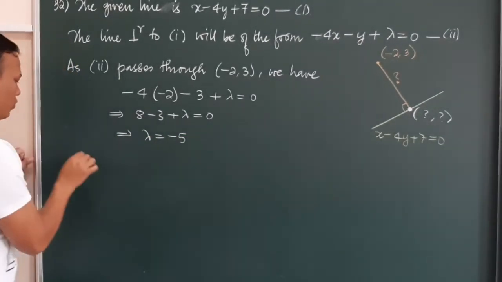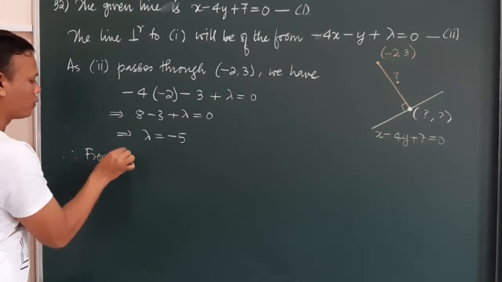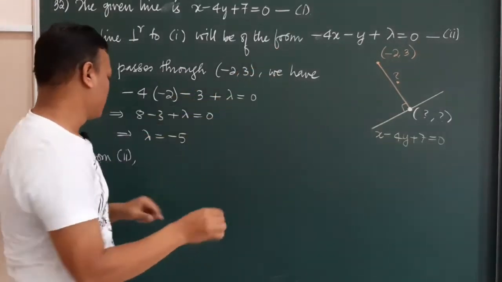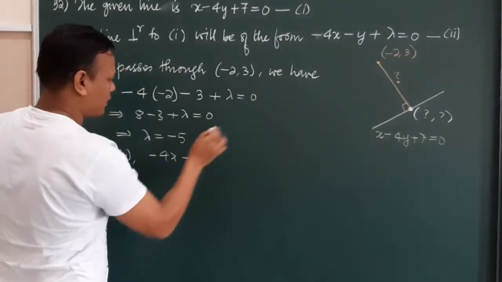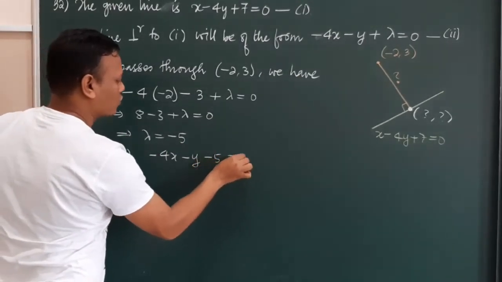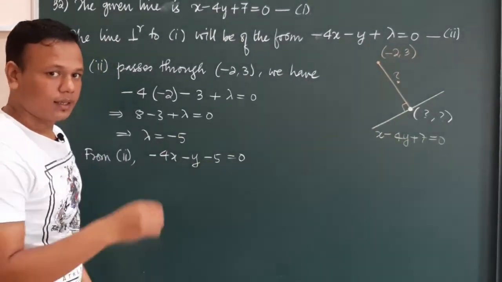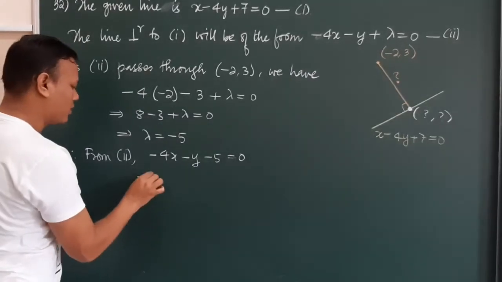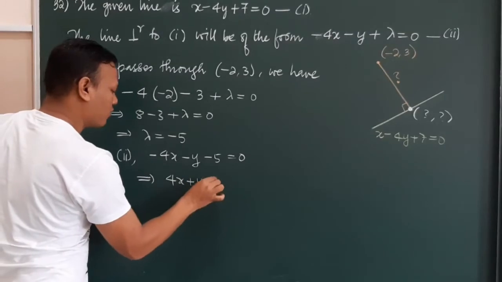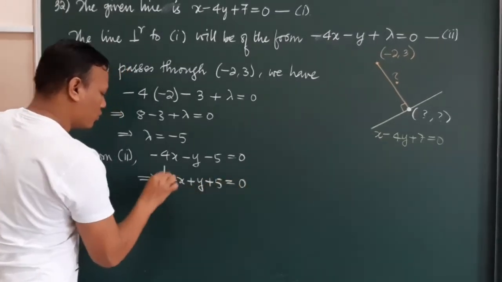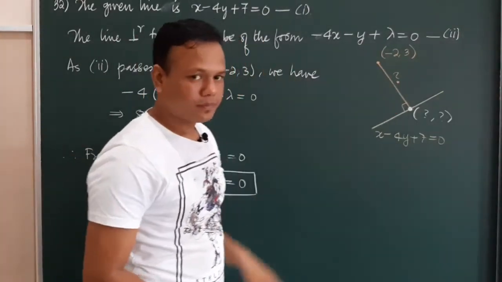Therefore, from equation 2, the equation becomes -4x minus y, and lambda is -5, equals 0. In order to get rid of the minus sign, we will multiply both sides by minus. After multiplying both sides by minus, I will get 4x plus y plus 5 equals 0. So this is the equation of this particular line.